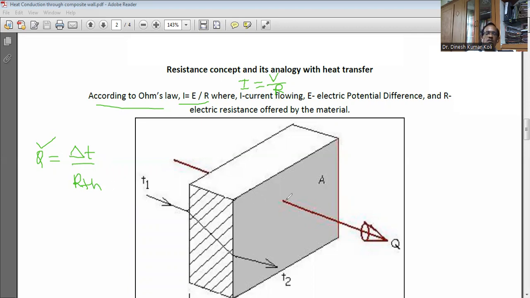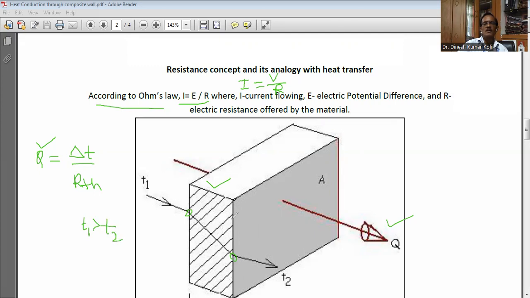So we can see here, this is a plate, and it has two surfaces, and the heat flow is occurring along this direction. Suppose it is stationary conduction. In that case, the temperature on the two surfaces, at this point is T1, and at this point is T2. So definitely, temperature T1 is greater than temperature T2.